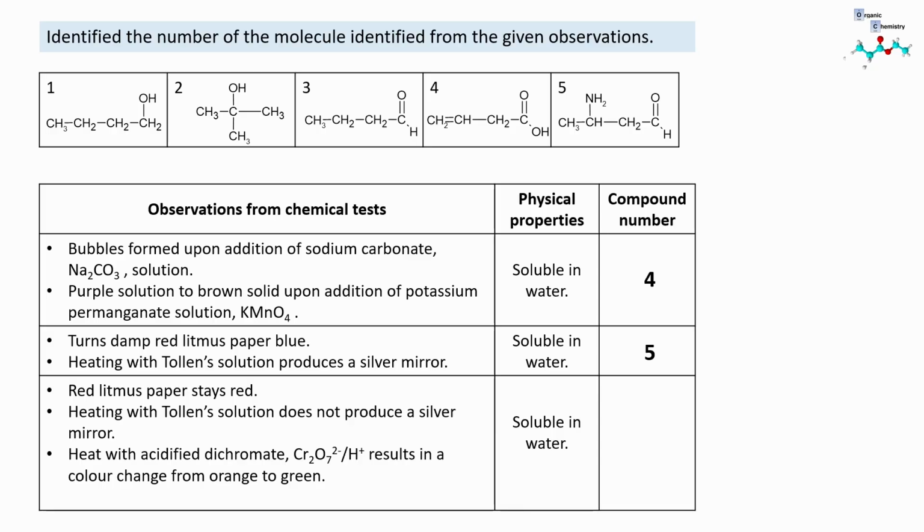When we heat with acidified dichromate, it results in a color change from orange to green. Now, if 1, 2, and 4 we added acidified dichromate, the only one that could be oxidized is the primary alcohol. That's number 1. Number 2 is a tertiary alcohol, and it cannot be oxidized. And number 4 is a carboxylic acid, and it can't be oxidized using that. So the answer for the last unknown molecule is number 1.